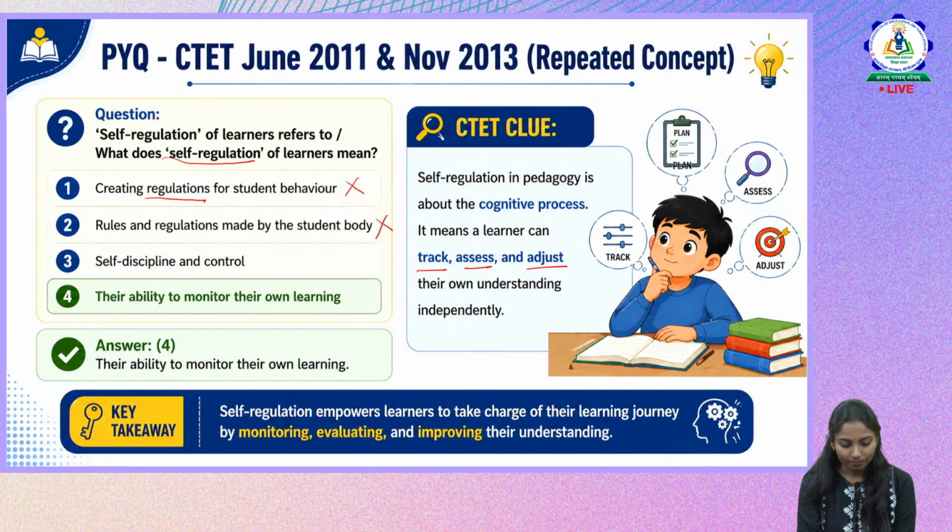Self-discipline and control. Yes, that is part of it but not the exact answer. So we can eliminate this answer too. So self-regulation is the ability to monitor their own learning.